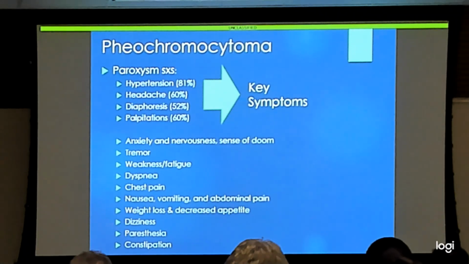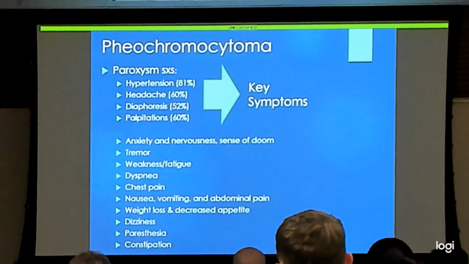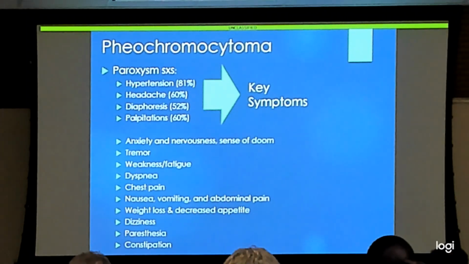All right. So these are some of the other things I have. So nausea, vomiting, abdominal pain. That's kind of a vague one, right? Nobody with nausea, vomiting, abdominal pain has a pheo by any means. But combine it with some of the other features. Weight loss and decreased appetite, right?